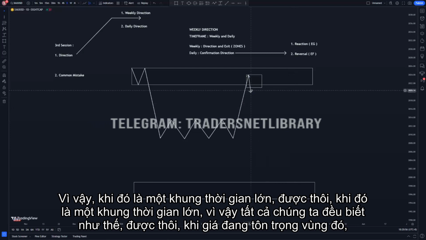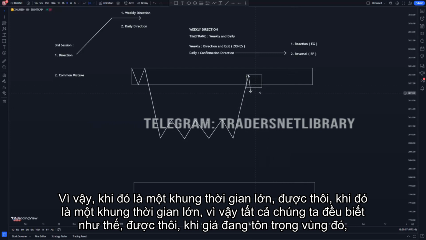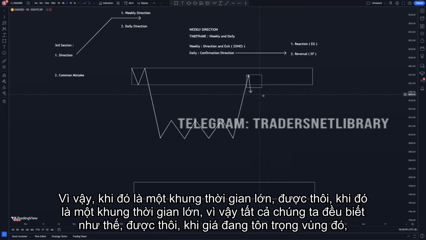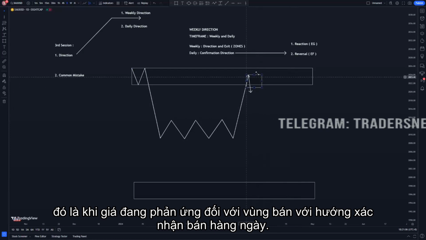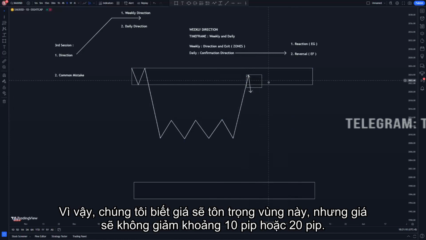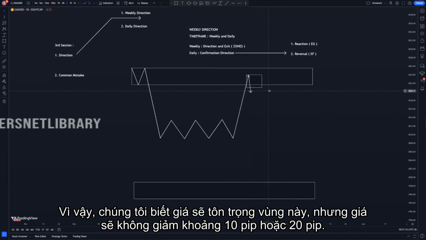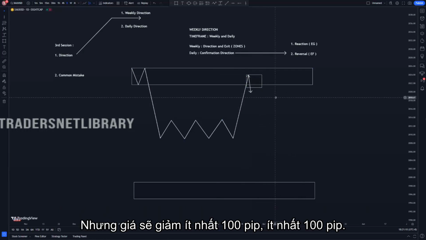So when it's a big time frame, we all know that when the price is respecting the zone, which is when the price is reacting to the sell zone with the daily sell confirmation direction, the price is going to respect the zone. The price is not going to go down for only 10 or 20 pips, but at least 100 pips.